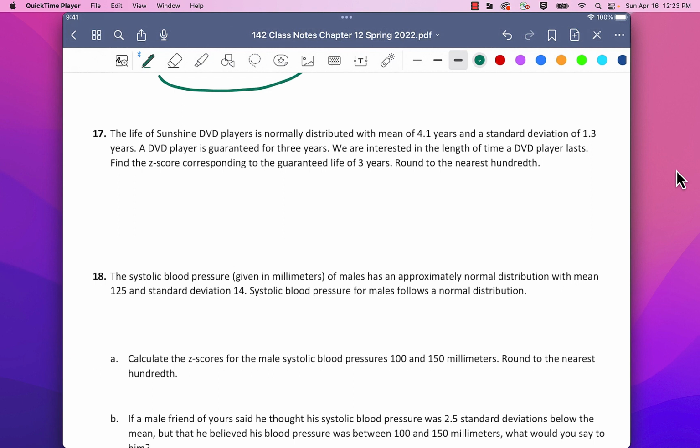All right, so again, we have a couple of different ways we can work through this. I'm going to start with the formula and then verify with a quick little sketch. We know that we have our mean listed here, 4.1 years. That's the average lifespan of these DVD players. The standard deviation is 1.3 years. And we're looking for the z-score corresponding to the guaranteed life of 3 years. That is our x value, the data value we're looking for. And we're going to round to the nearest hundredth. So plugging into the z-score formula, we have x minus mu, the data value minus the mean, divided by the standard deviation.